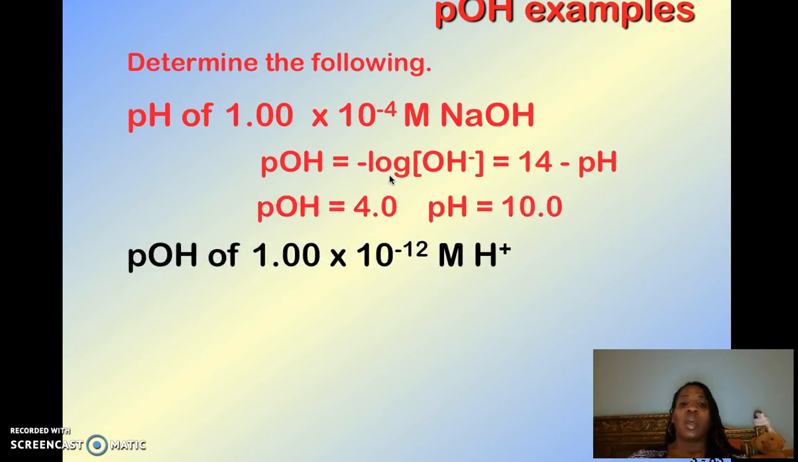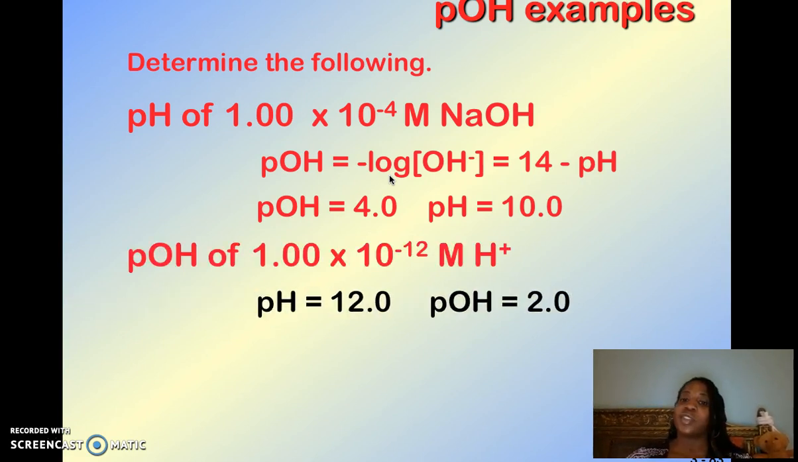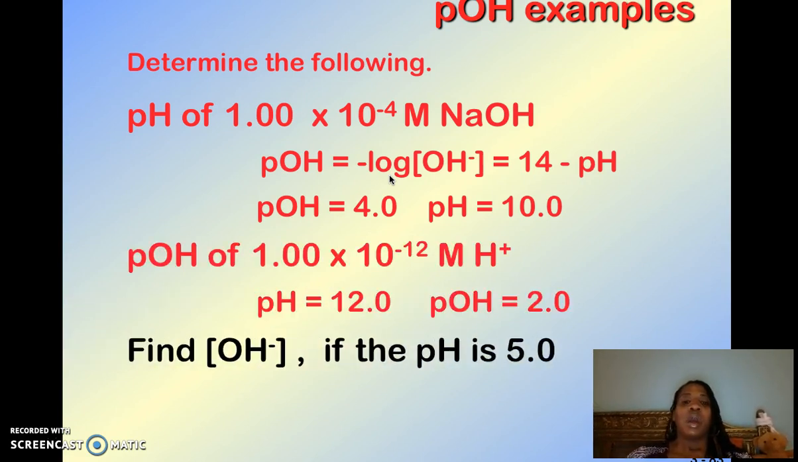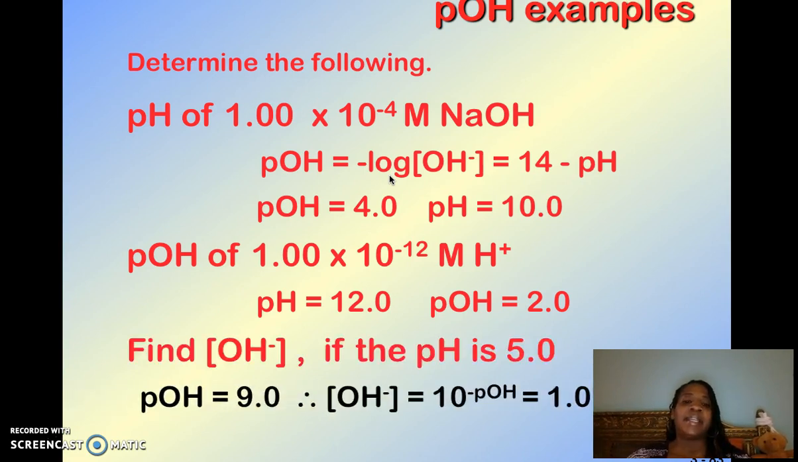So, if you have 10 to the minus 12 concentration of hydrogen ions, that means the pH is 12. So that makes the pOH equal to 2. What about if the pH is 5? So then the pOH is 14 minus 5, which is 9.